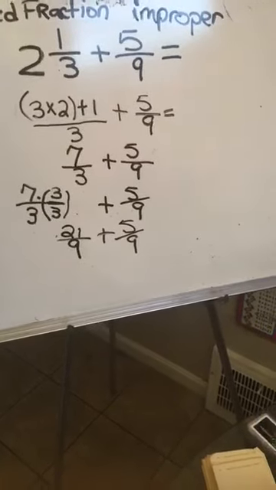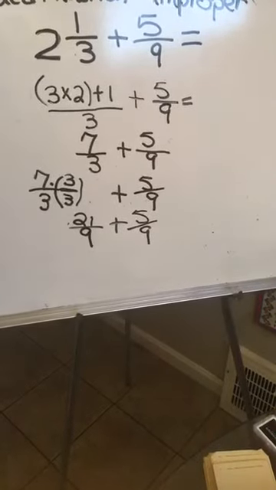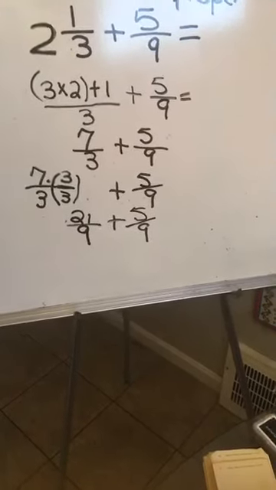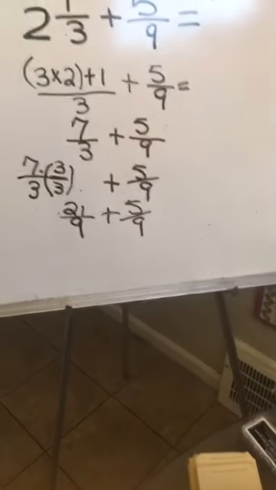Okay? So let's continue with our arithmetic. 7 times 3 is 21 divided by 9. Everybody see that? Okay.